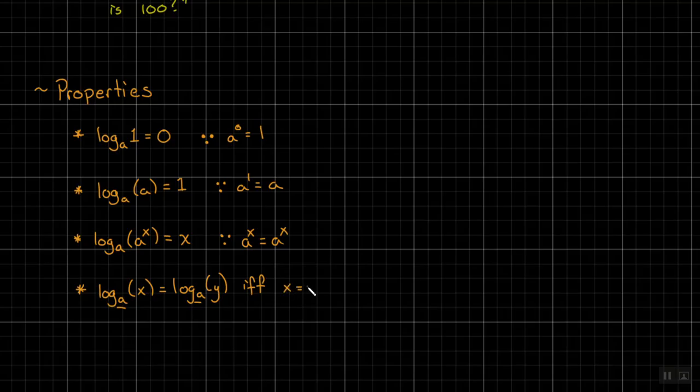X must be equal to y. There's no other option because it's one-to-one. There's only one choice. And if we get the same number, it must have been the exact same argument. Okay. These properties get used pretty regularly. We're going to use them when we're graphing stuff. I'm okay to stop here.